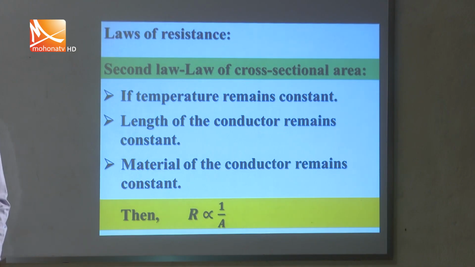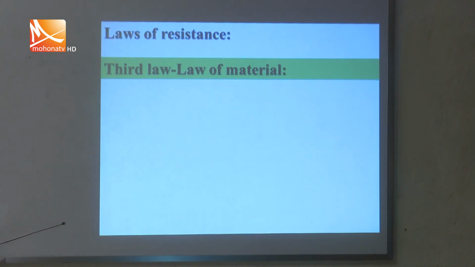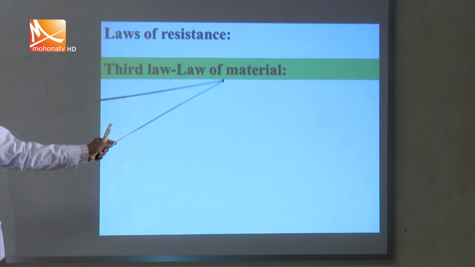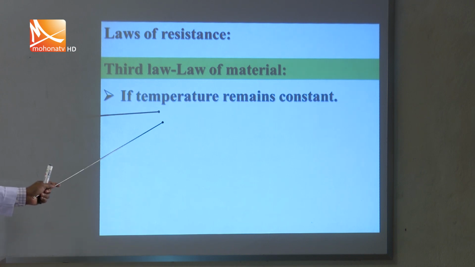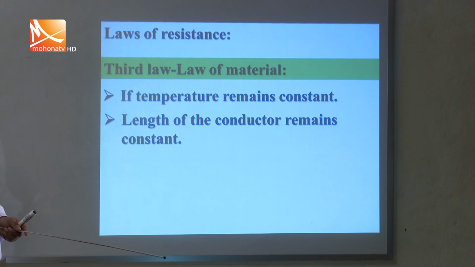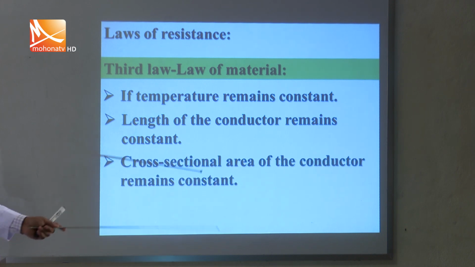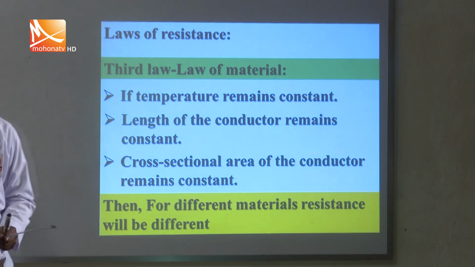And number 3, the law of material. In this case, this law basically relates the material of the conductor and the resistance. In a similar way, the temperature remains constant, the length of the conductor remains constant, and the cross sectional area remains constant, then the resistance for different materials will be different.